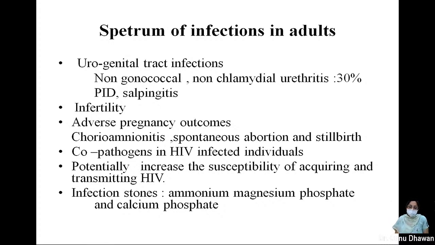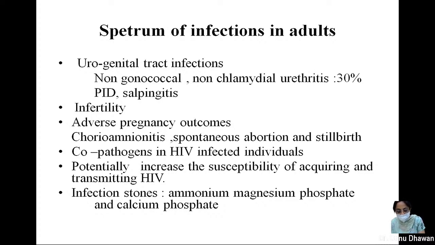Now, another spectrum of infection caused by Ureaplasma, in addition to adults and premature babies, is that it may cause infection stones, that is renal calculi, which are of different types. You have the struvite, you have the metabolic stones. Ureaplasma causes the infection stones. These are by virtue of its ability to produce urease enzyme.